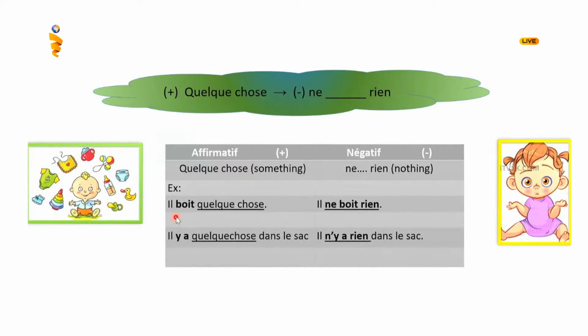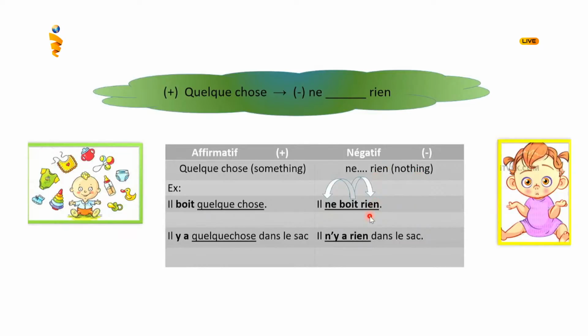Il boit quelque chose. He drinks something. So you have the positive sentence with quelque chose. Negation: Il ne boit rien. Before and after the conjugated verb, you have ne rien. That has become nothing. Okay.